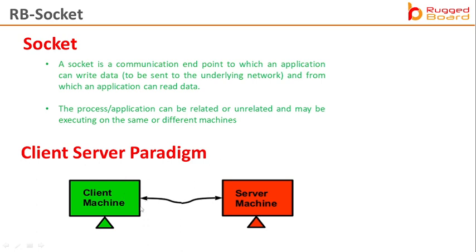This diagram gives you a client-server paradigm. The client machine can send a request, and the server can serve it. Likewise, the application can be related or unrelated. It depends on your application how we are going to pass the messages between the two machines or between the processes.